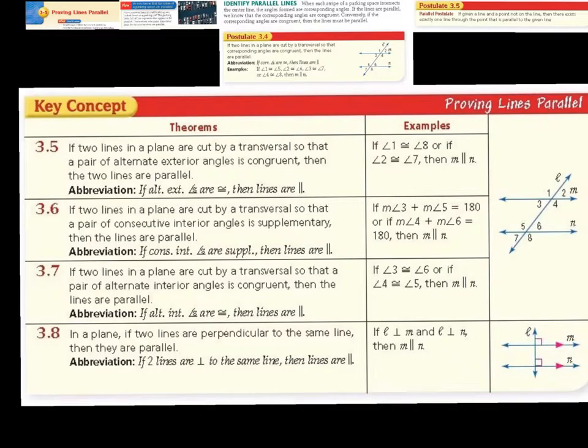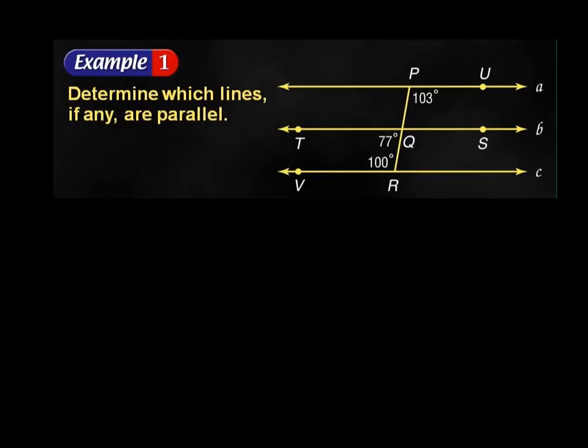If two lines in a plane are cut by a transversal so that a pair of alternate exterior angles is congruent, then the two lines are parallel. Theorem 3.6: If two lines in a plane are cut by a transversal so that a pair of consecutive interior angles is supplementary, then the lines are parallel. Theorem 3.7: If two lines in a plane are cut by a transversal so that a pair of alternate interior angles is congruent, then the lines are parallel. And Theorem 3.8: In a plane, if two lines are perpendicular to the same line, then they are parallel.